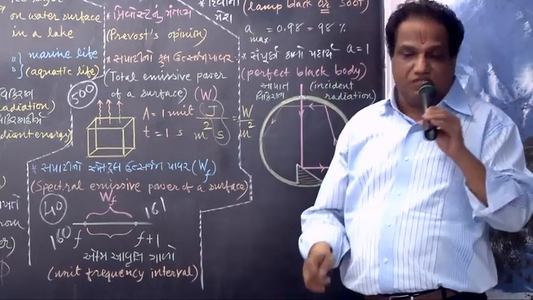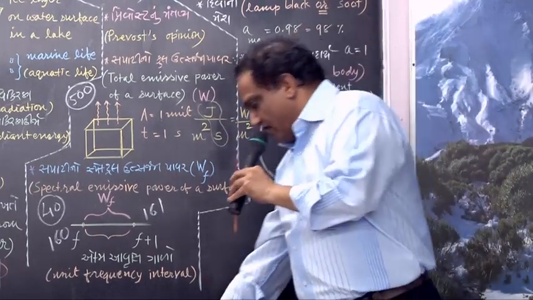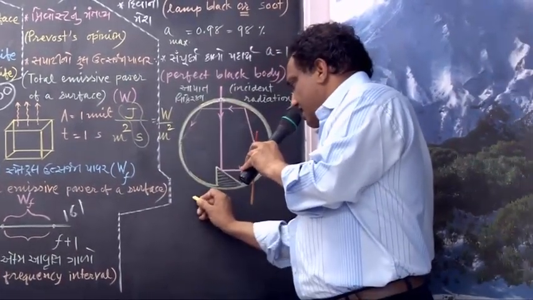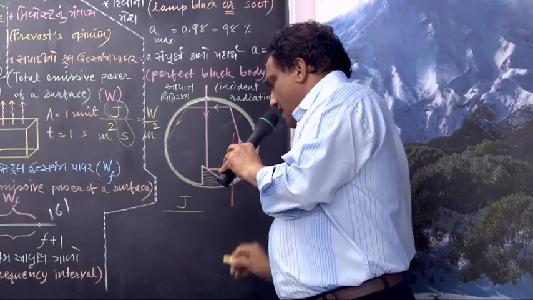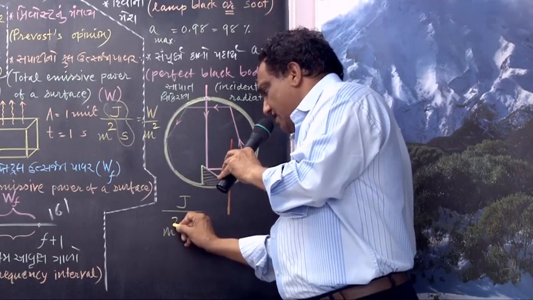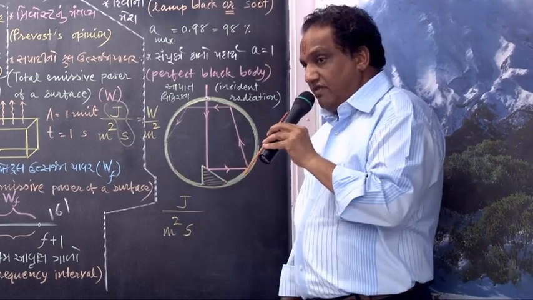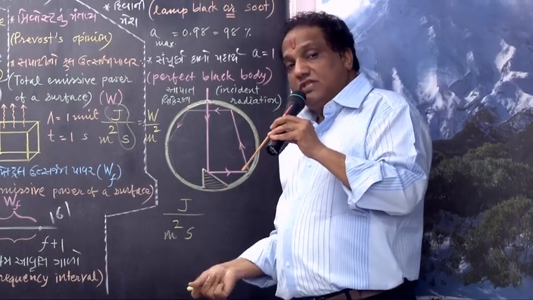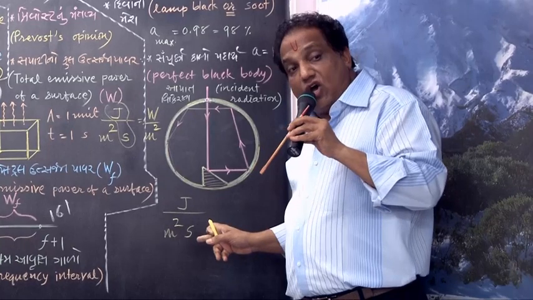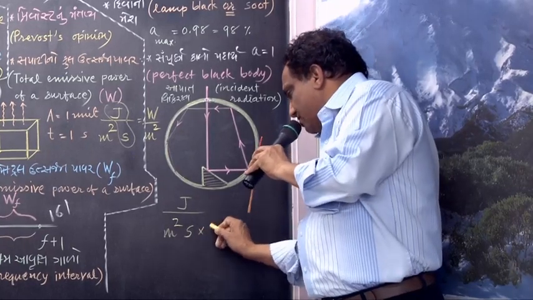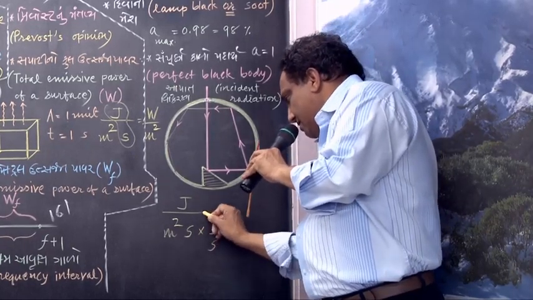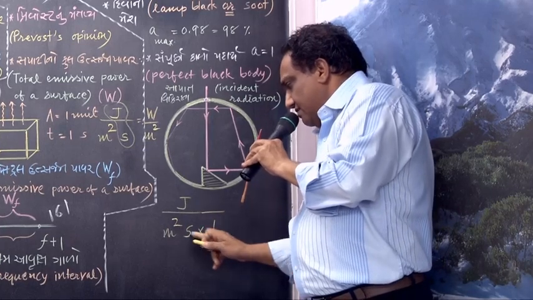Now tell me the unit of W_f. It is energy, so I should write joule. Per unit area, so meter square. Per unit time, so second. Per unit frequency interval, so I should divide by the unit of frequency. The unit of frequency is 1 upon second. Don't cancel this second and second.